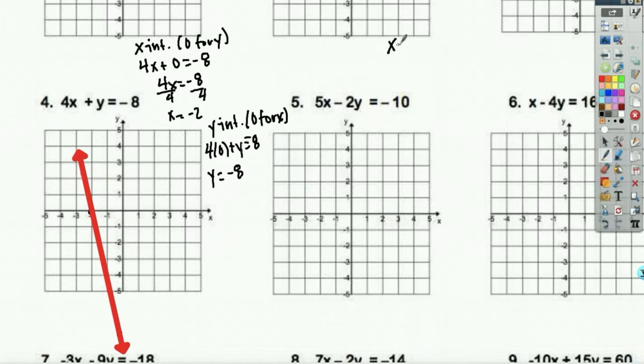For number 5, to get our x-intercept, we'll do 0 for y. So we'll say 5x minus 2 times 0 equals negative 10. Negative 2 times 0 will give me 0, so 5x equals negative 10. Divide both sides by 5, and we'll get x equals negative 2. So on our x-axis, we'll go to negative 2 and put a point.